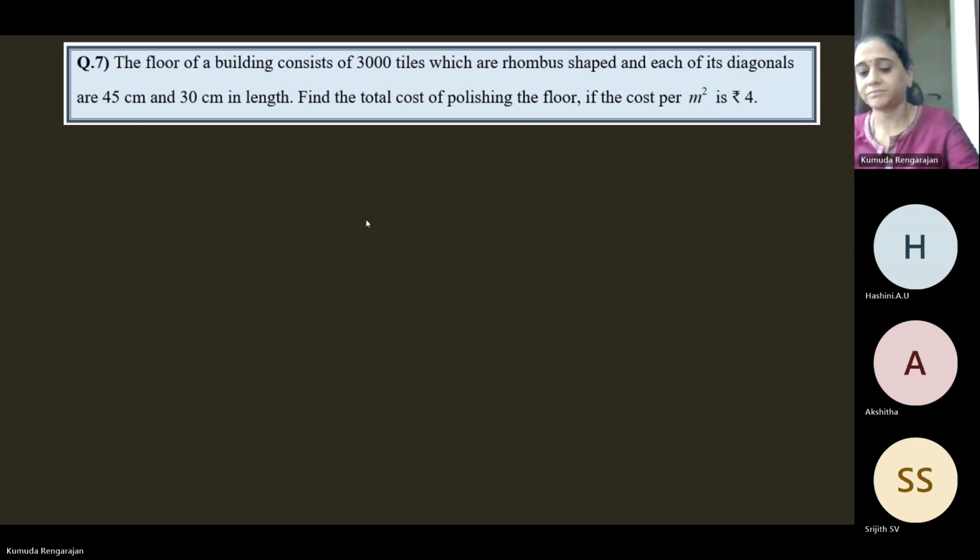Answer 81 lakh. Yeah. 81 lakh. What? 805 rupees.